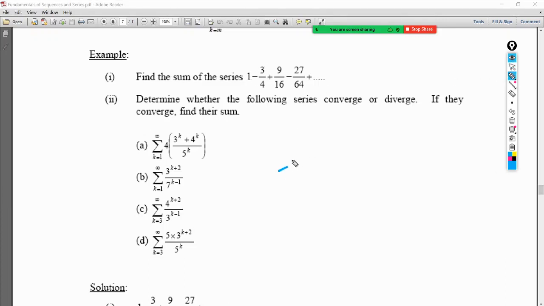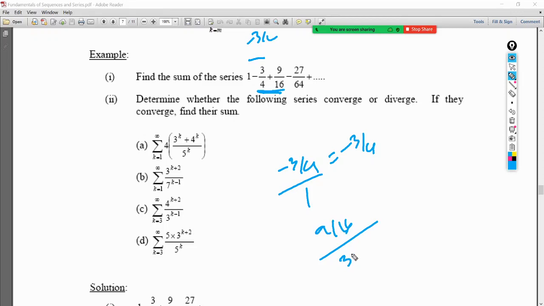Minus 3 by 4 divided by 1 is minus 3 by 4. Here the ratio is minus 3 by 4. Now check this one: 9 by 16 divided by minus 3 by 4 is minus 3 by 4. Again minus 3 by 4. Next, the term 27 by 64.